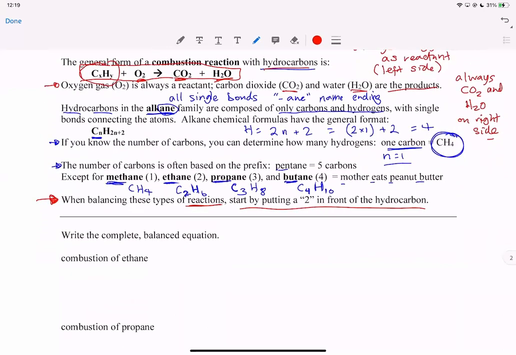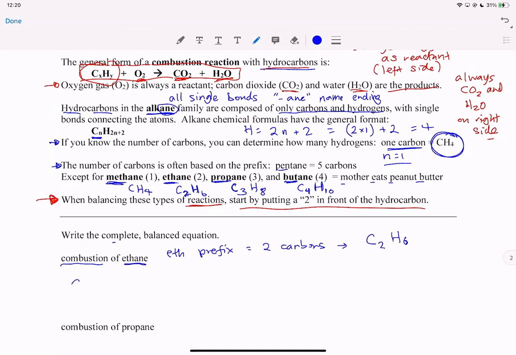But let's look at a problem that looks like this. Write the complete balanced equation of the combustion of ethane. So if you know it's a combustion reaction, that means you know 3 things. You know that you're going to have a hydrocarbon, and the hydrocarbon is ethane. So ethane, the prefix eth, means 2 carbons. And so that means you can figure out the chemical formula is C2. And you can calculate the number of hydrogens. This would be 2 times 2 plus 2, or 6.